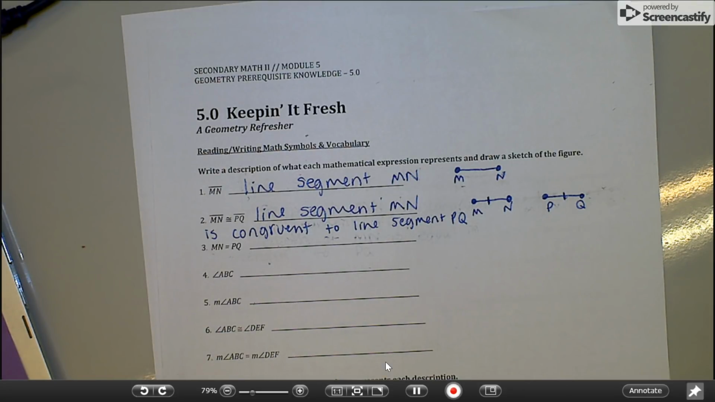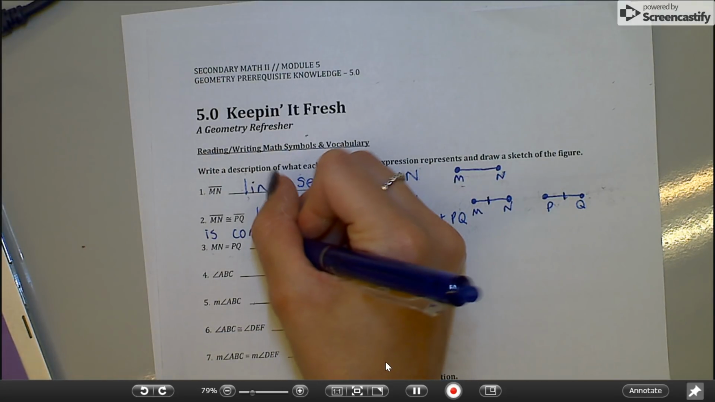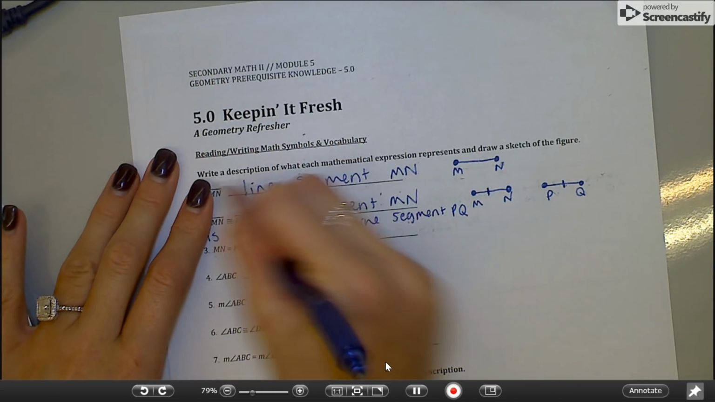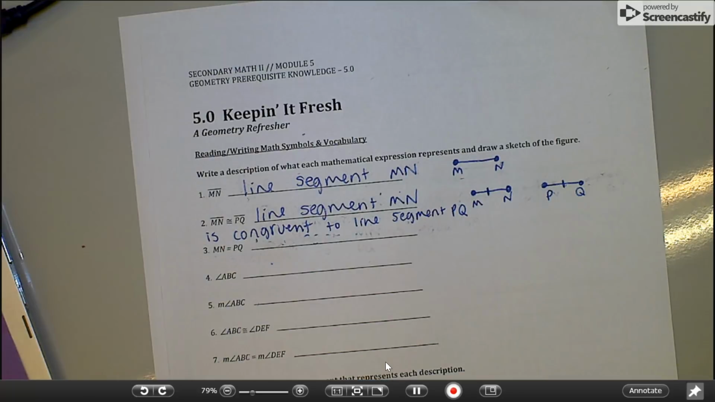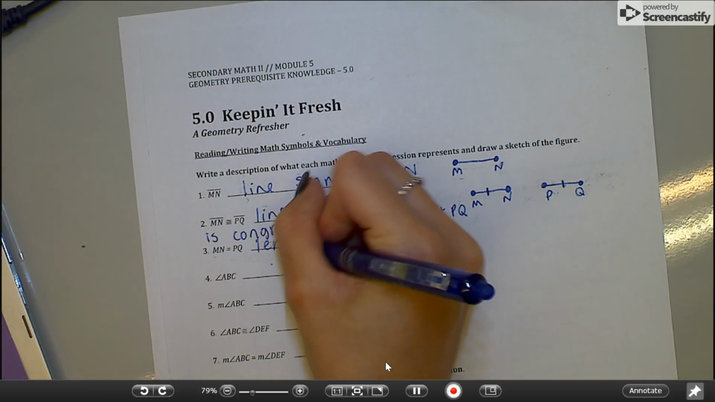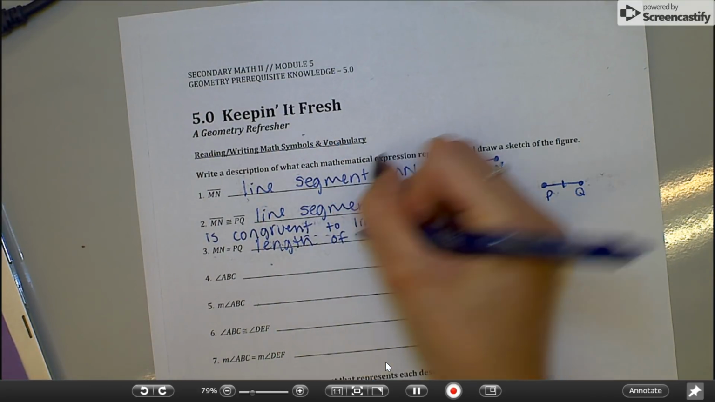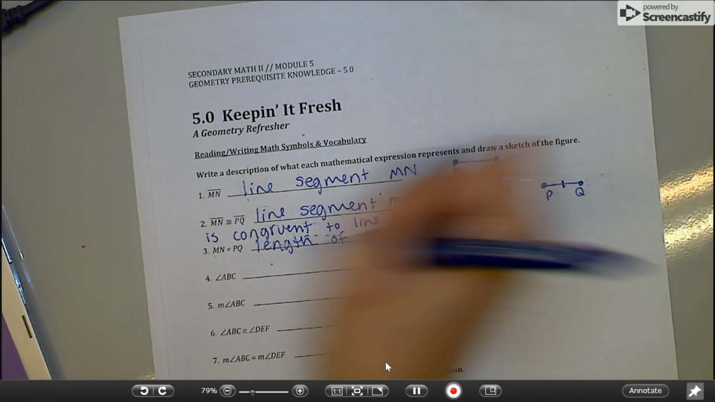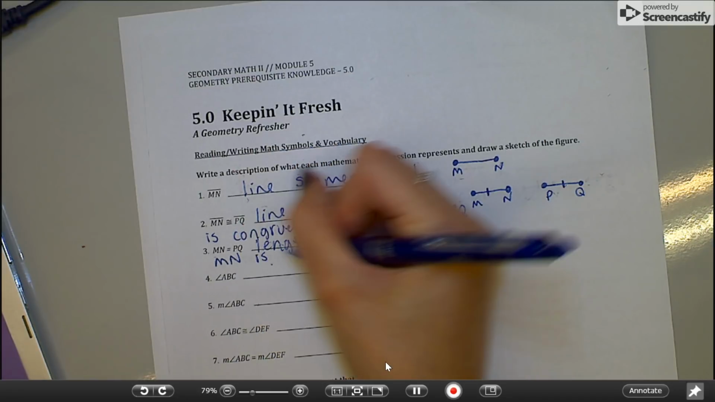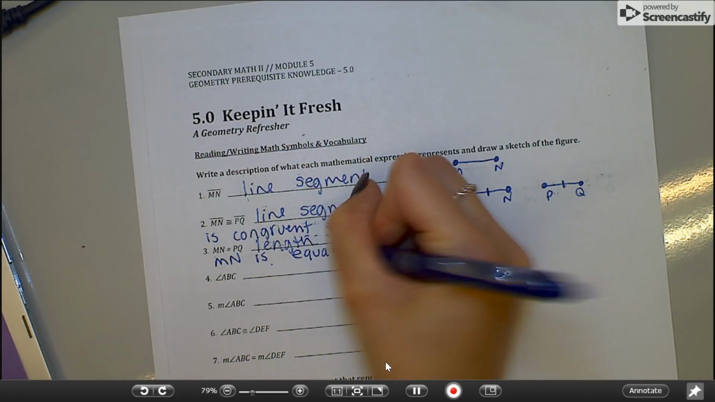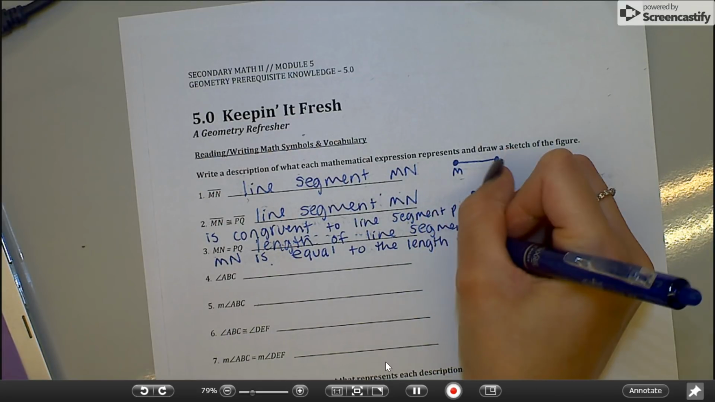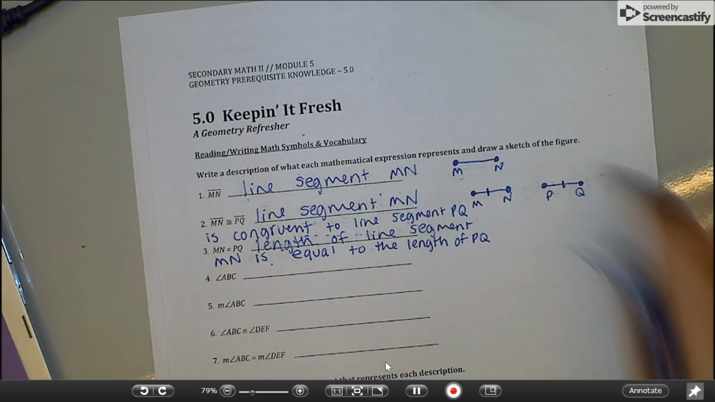Now the next part, we don't have a segment above the letters, but we do have an equal sign. So what we would say is the length of line segment, because we're referring to a numerical value. So we'd say the length of line segment, or just segment, MN, is equal to the length of PQ.